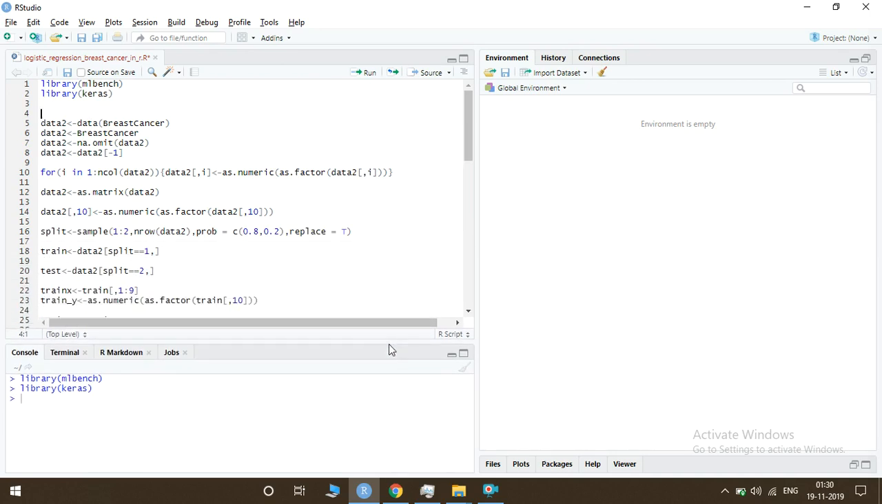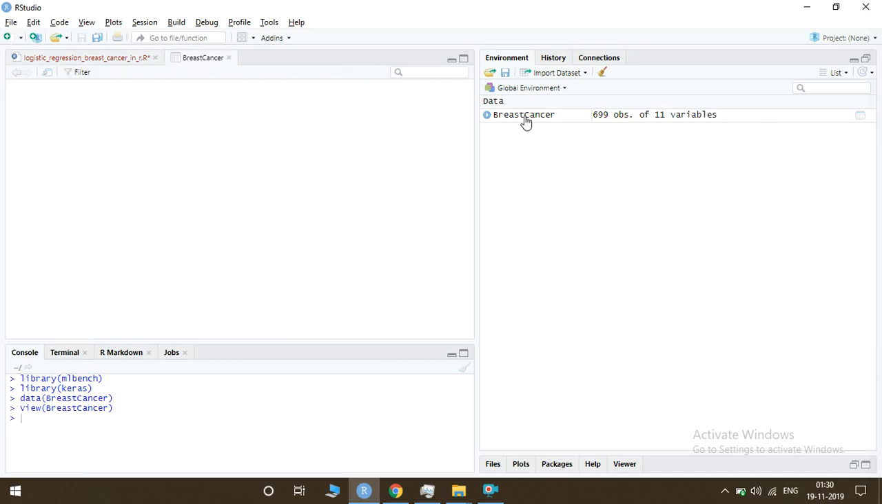All right, I guess this is much better. So today we will see how to apply logistic regression on a breast cancer data set. There is a data set named breast cancer, which is a part of mlbench.